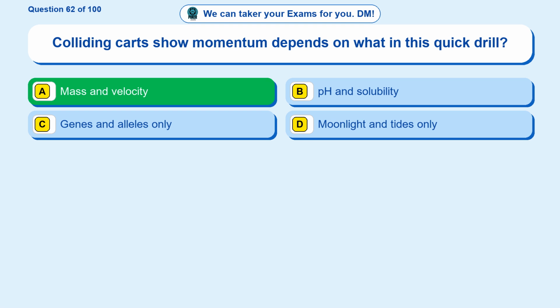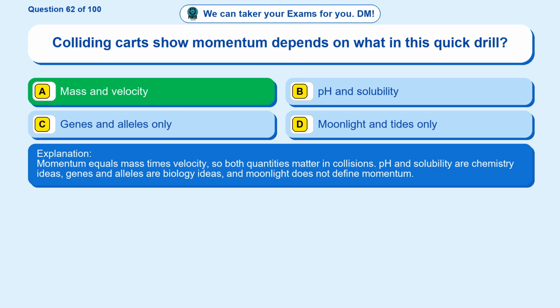mass and velocity. Momentum equals mass times velocity, so both quantities matter in collisions. pH and solubility are chemistry ideas, genes and alleles are biology ideas, and moonlight does not define momentum.